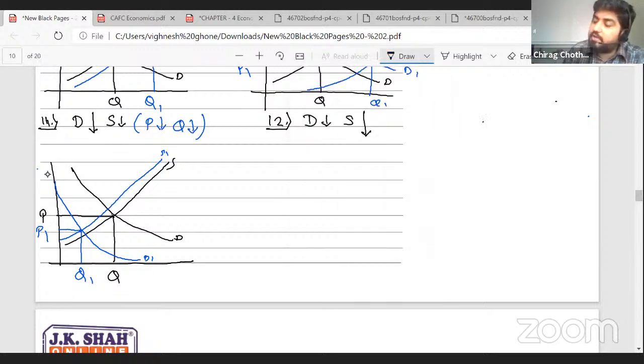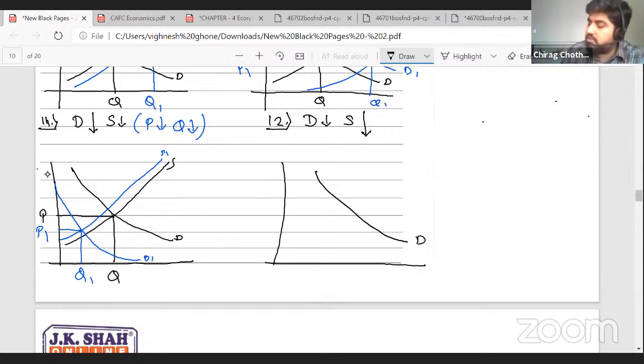Now if you look at 11th and 12th, they are similar. Both are decreasing, but one thing is sure, beta. What is that? The change is different. In 11th one, the decrease in demand is more than the decrease in supply. In 12th one, the decrease in supply is more than the decrease in demand. Okay.